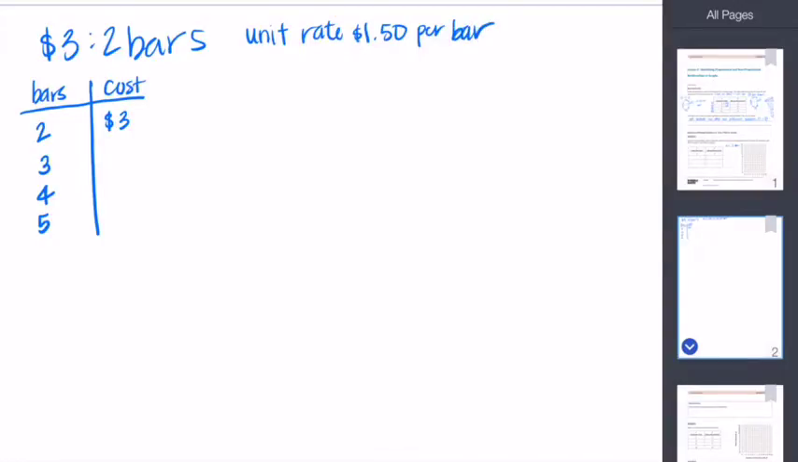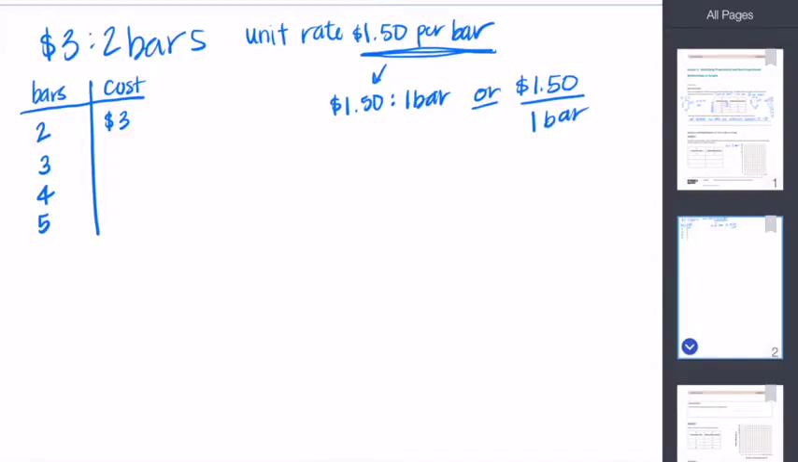Okay, you can use either one. For this example, I'm going to use the unit rate. I like to use our fraction form, so I know this unit rate can be written as $1.50 to 1 bar, or $1.50 over 1 bar. In actuality, I'm going to use this unit rate because it's just easier for me to multiply that stuff out.